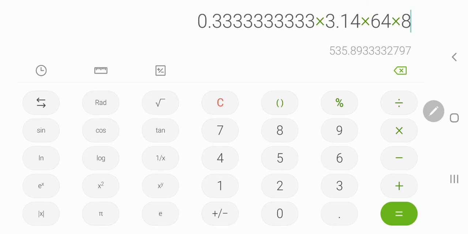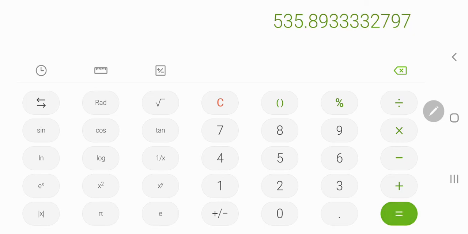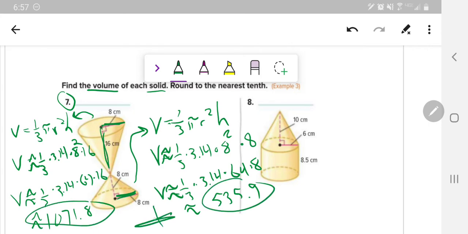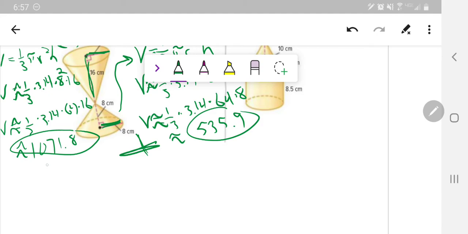And we get 535.9 approximately. And what do we do at the end there? We simply take those two volumes and add them up. So let's put the 535.9 right there. And did I line up my numbers? Okay, 0, 1, 6, 1. 1,607.7. And volume always is measured in cubic units, so that's centimeters cubed.